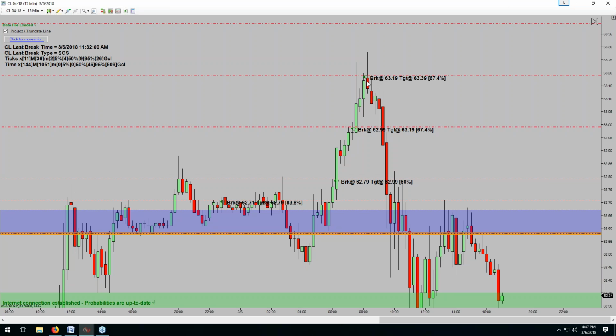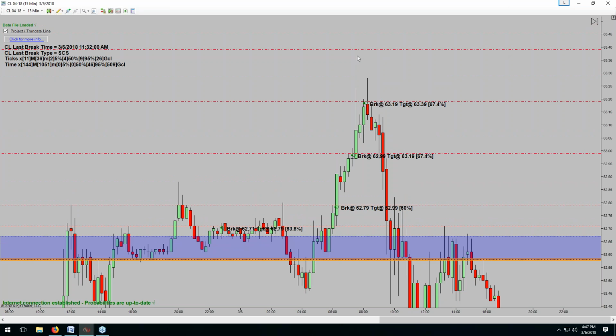So here's a good example right here. We do get another signal right here at 63.19 with a target of 63.39, and this was pretty late. If you're trading pre-market, you wouldn't have messed with it, but obviously a lot of people trade CL during regular trading hours. So if you take the break here, 63.19, target 63.39, you have a 67.4% probability that it's going to hit that target above us, which is here.